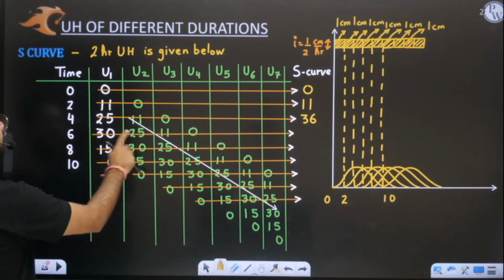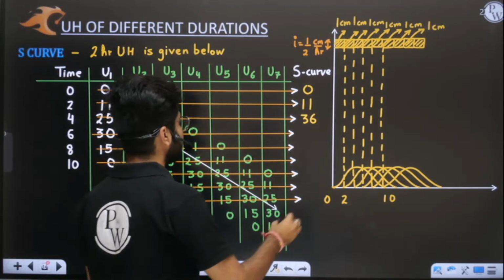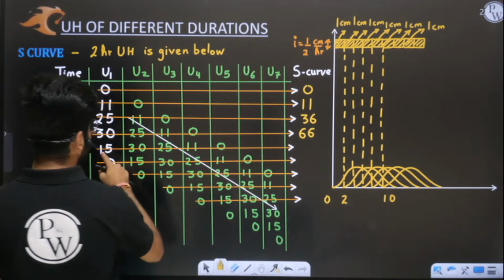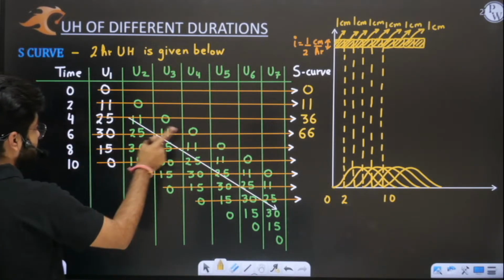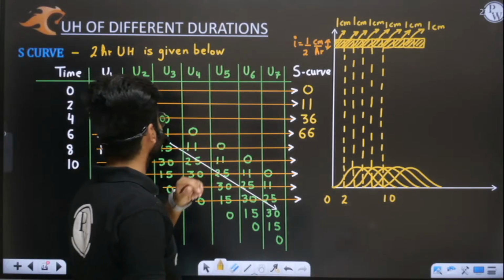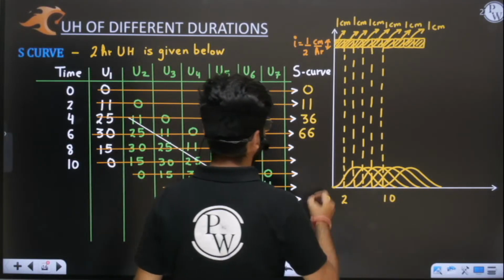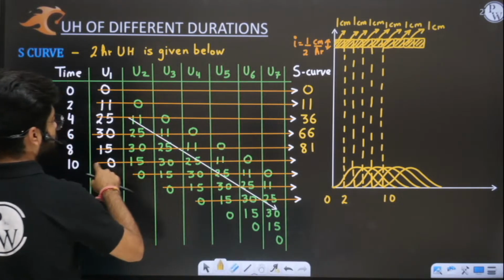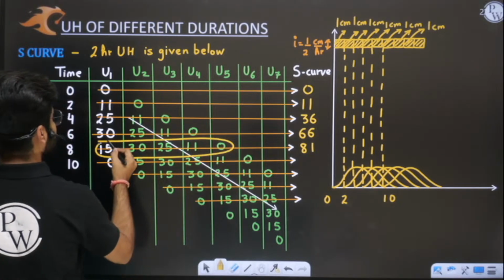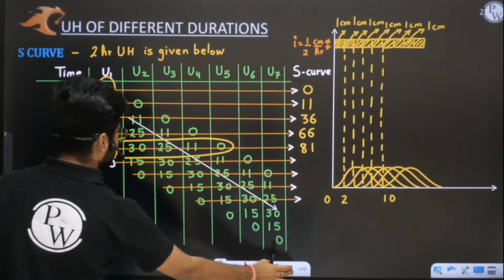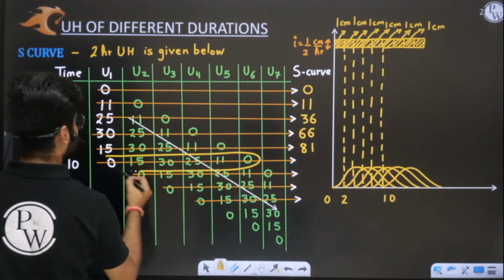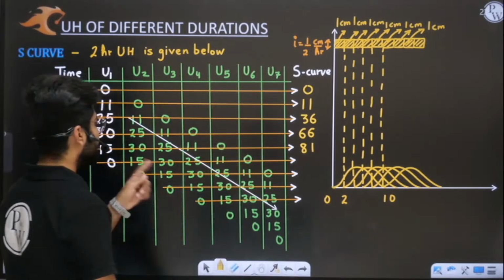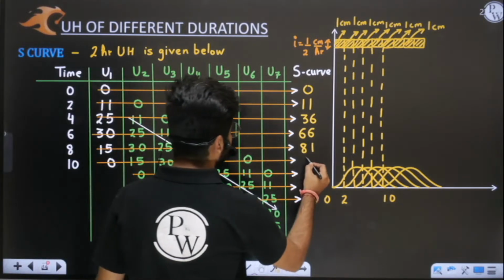30 plus 25 is 55. 55 plus 11 is 66. Okay. Now add this 15. So 66 plus 15, that is 30 plus 25 plus 11 plus 0 plus 15, will be 81. Now 0, 15, now all will be added. When you add this, it will be equivalent to this only. So you will get 81 again.